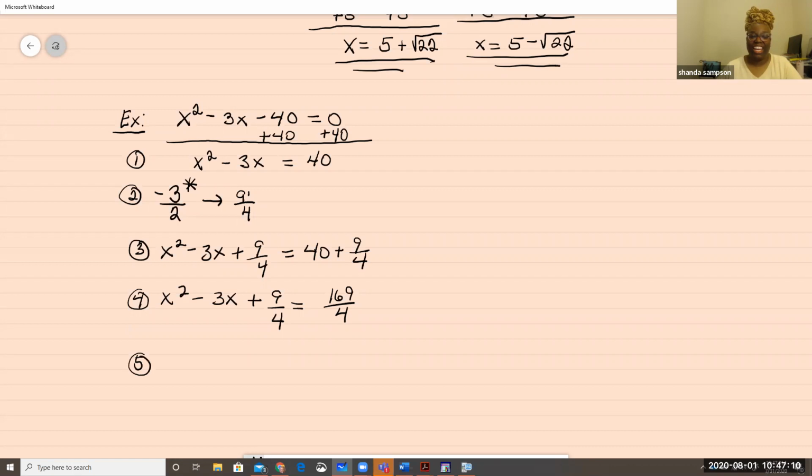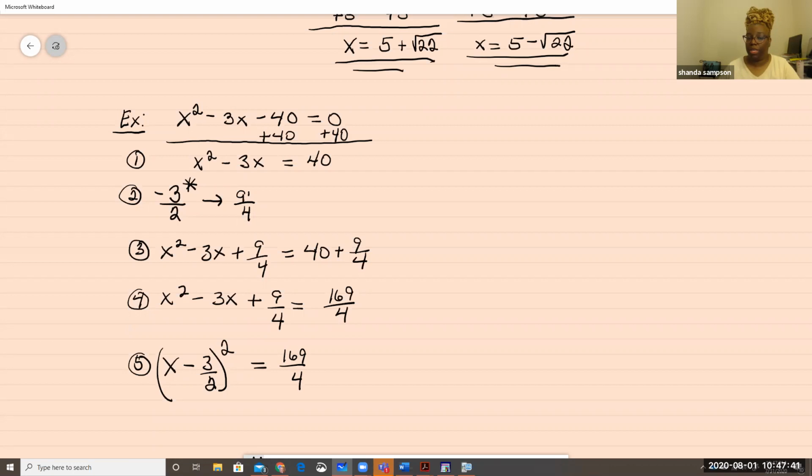So now we have x squared. Now, again, this is going to be x what? Hey, that's why the asterisk is good, right? X minus 3 over 2. This is half of b. That's what this is. Half of b. X minus 3 over 2 squared is equal to 169 over 4.